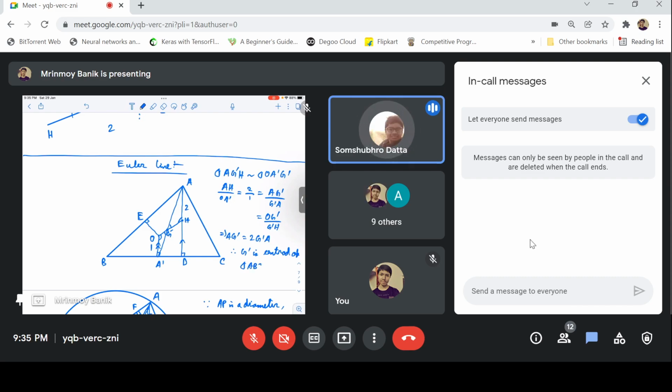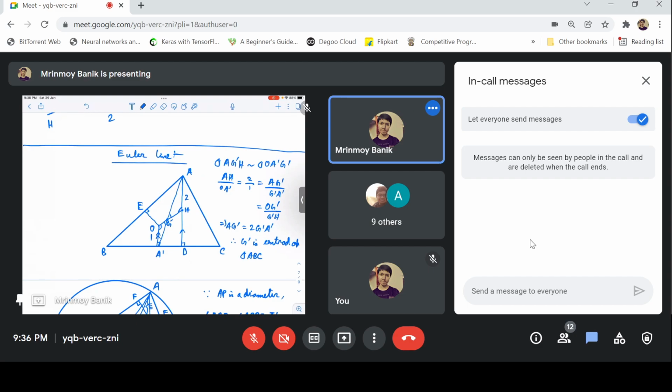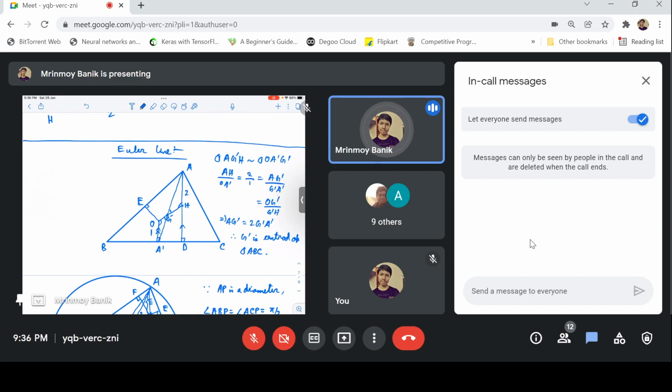Shouldn't it be AG dash equals 2 G dash A dash? Yeah, sorry, I didn't write the dash. 2 G dash A dash, so that's a centroid. And along with that, we also showed the Euler line property that OG dash by G dash H is 1:2. That completes the proof.